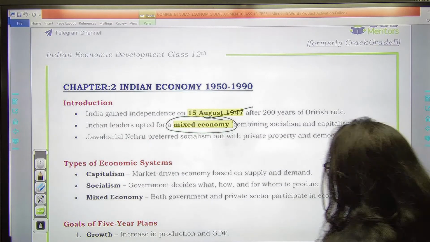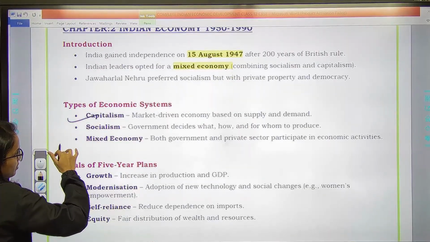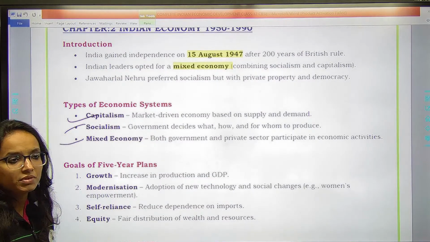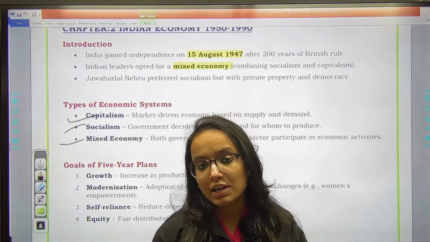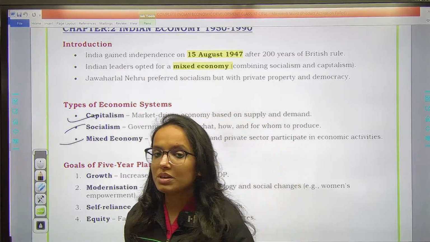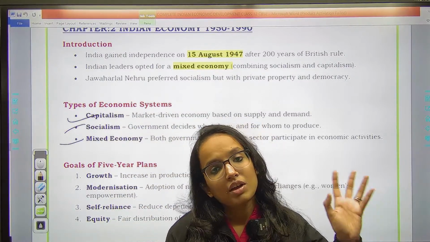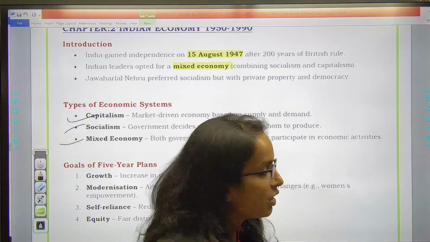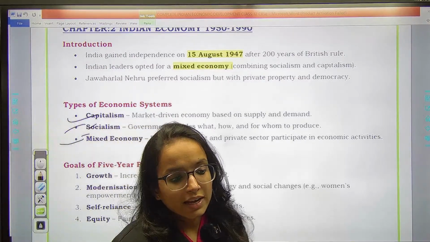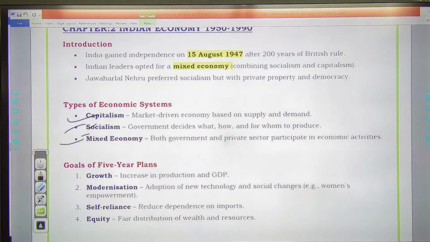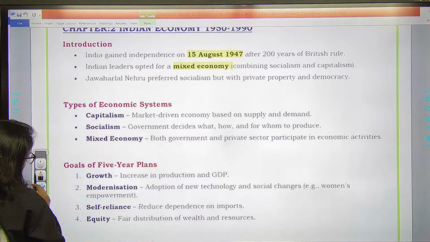That is a mixed economy. Types of economic systems, if you see, there are three: capitalism, socialism, and mixed economy. Capitalism is market driven, where the factors of production and producing units are majorly held by private entities. A socialist economy is where production related decisions and resources are primarily held and taken by the state or the government. A mixed economy has features of both. That means the market also does its work and the state also intervenes whenever required.